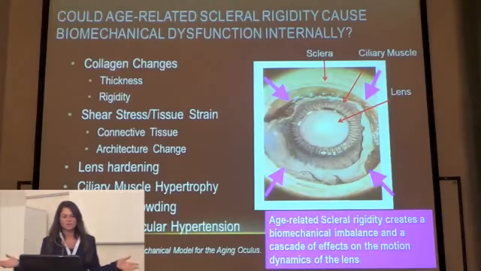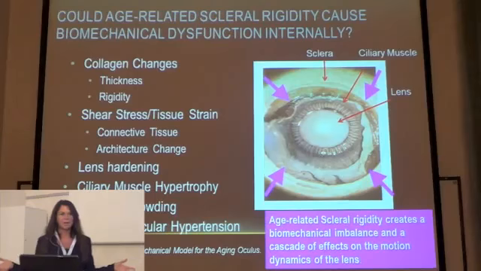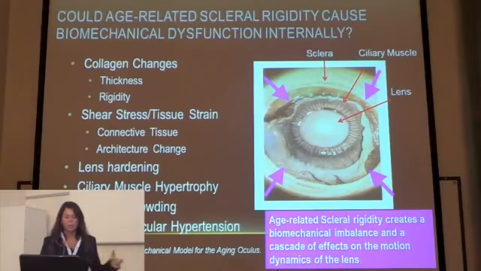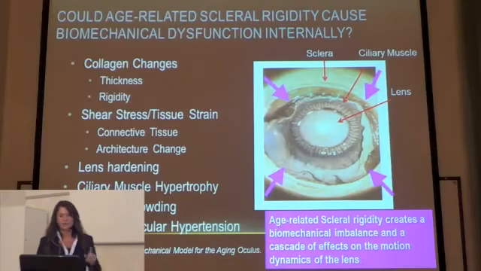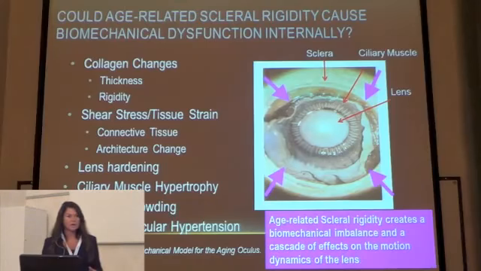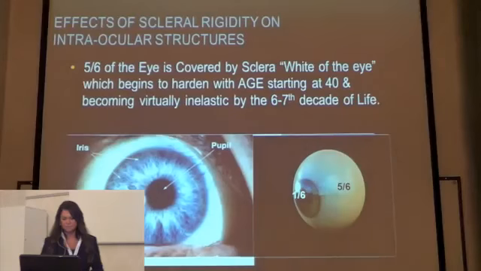So I asked the question, could age-related scleral rigidity cause a biomechanical dysfunction internally? Well, we know that in aging, collagen changes. We have thickness and rigidity. We have shear strain, tissue stress. We actually have architectural change. We have lens hardening, ciliary muscle hypertrophy in parts of the muscle, anatomy crowding, and increased ocular hypertension. So in one of my manuscripts, which was my PhD manuscript, I wrote a model to address these issues to see if we could impact visual function and other function possibly by looking at these imbalances.